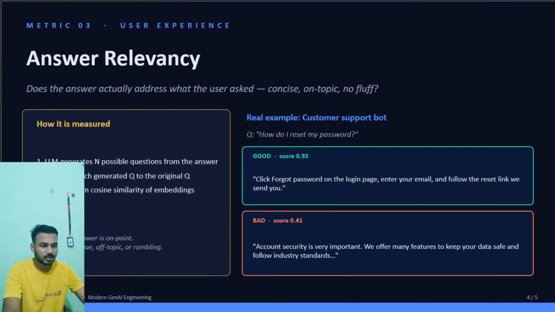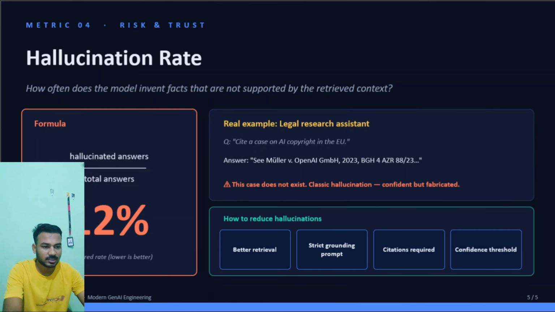Alright, now let's see the hallucination rate, which is another critical evaluation metric when it comes to GenAI applications. How often does the model invent facts that are not supported by the retrieved context? For example, who invented Python? And the answer you got from the AI assistant is: Elon Musk invented Python in 2008. It's a completely fake statement, and the LLM answered it with confidence. So here the LLM hallucinated. How do you measure that? The formula is hallucinated answers divided by the total answers.